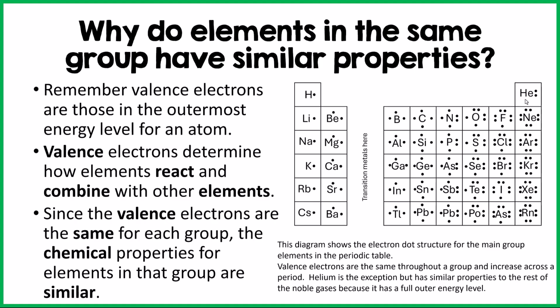So here's helium. It has 2 valence electrons, but the rest of these noble gases have 8. And that's because it only has 1 energy level, and that first energy level holds 2 electrons, and so it is a full energy level. So it's going to have the same properties as these other elements that have full outer energy levels. So the valence electrons are what cause the similar properties in the groups throughout the periodic table.